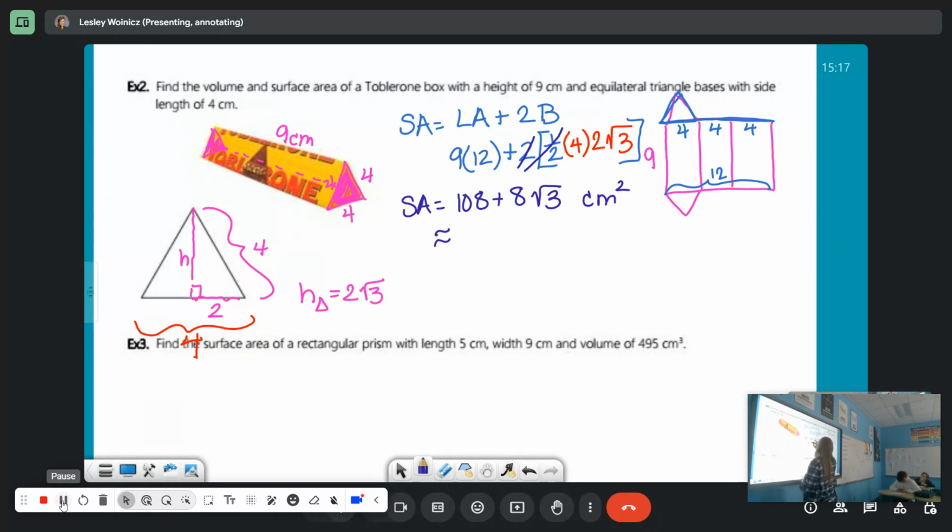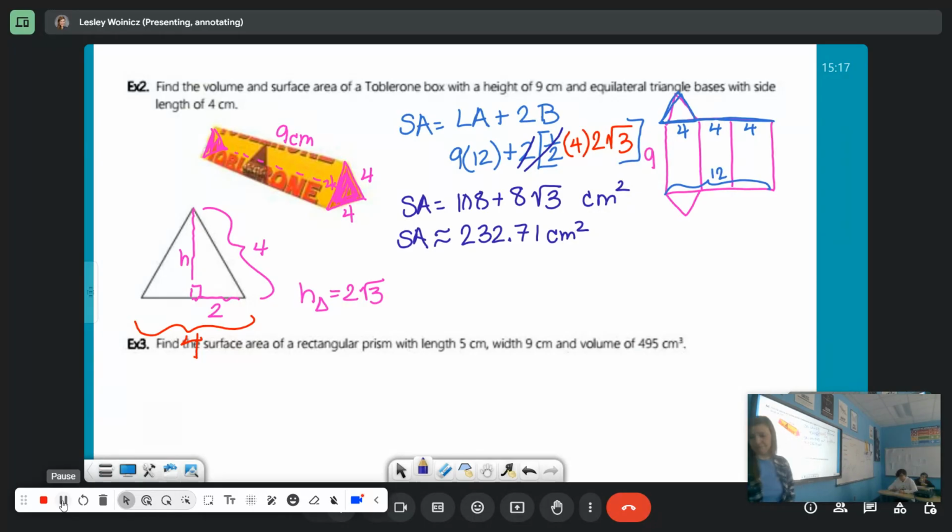$132.77? Okay. 132.71. Sorry, 232.71 centimeters squared. Okay. Okay, please tell me we're done.